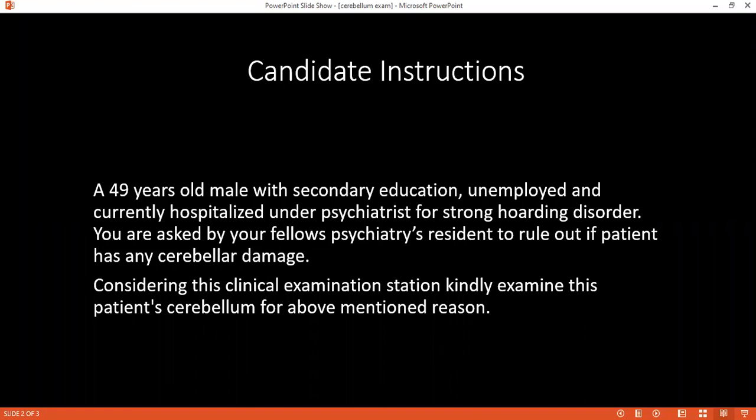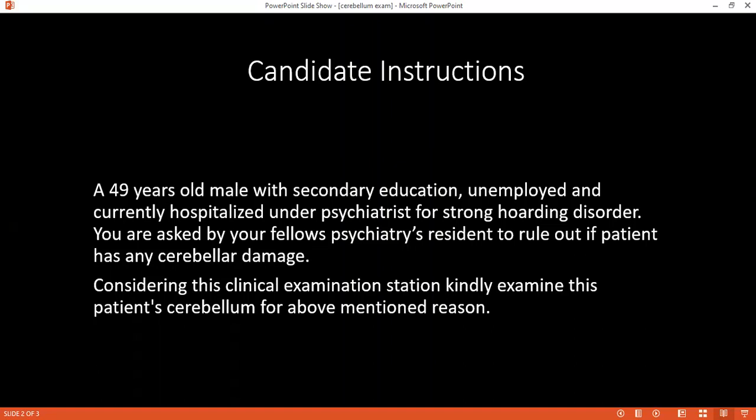Then exposure. I need him to expose his upper limb and his lower limb, so he can just be on a singlet and shorts, or his briefs. I'll start my examination by watching him walk initially to look at his gait, but I'll stand by his side to support him in case he falls.